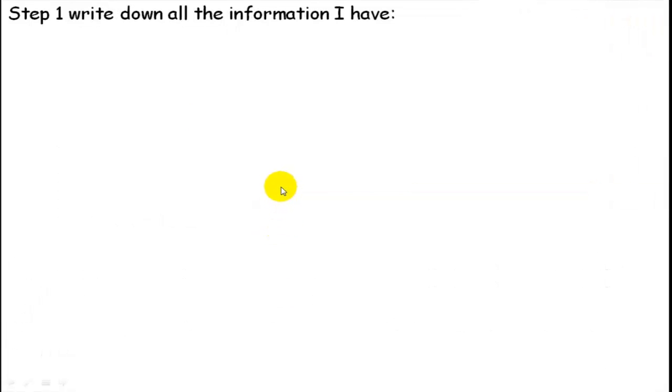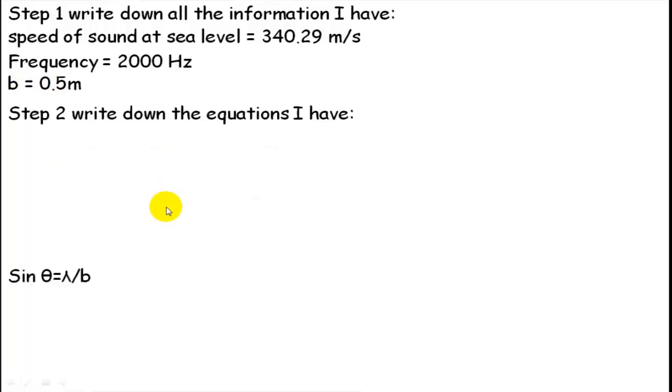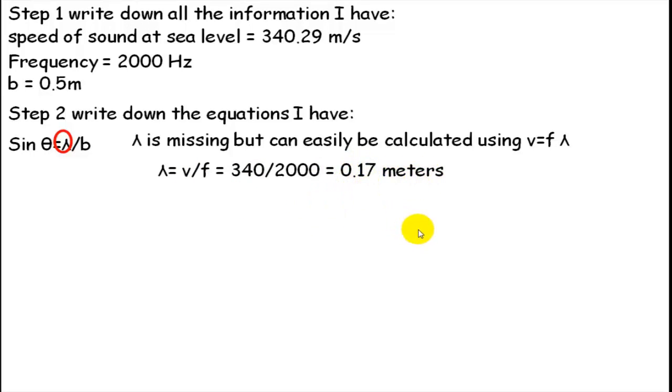Okay, so step one, let's get all the information collated. Speed of sound, frequency, well, it said to take the average, so we had 100 Hertz and 3000 Hertz, add them together, divide by 2, 2000 Hertz. The gap size was 0.5 meters. I'm basically using this equation. I'm actually missing the wavelength, but obviously I can use the speed of sound and the frequency. So v is equal to f lambda, rearrange for lambda is going to give me v over f, 340 over 2000, 0.17 meters is the wavelength of that wave on average.